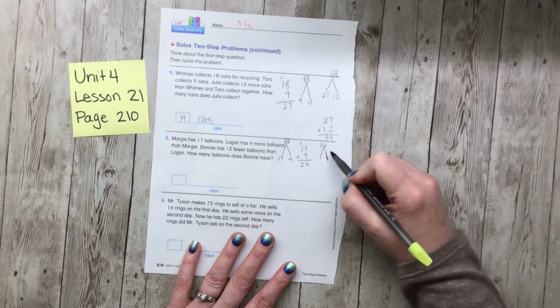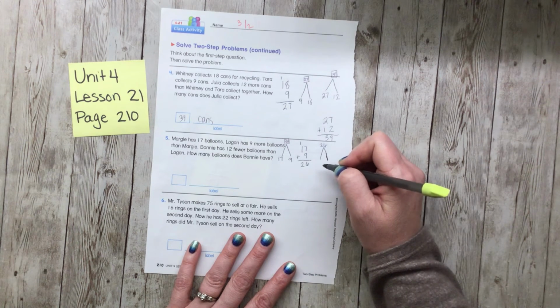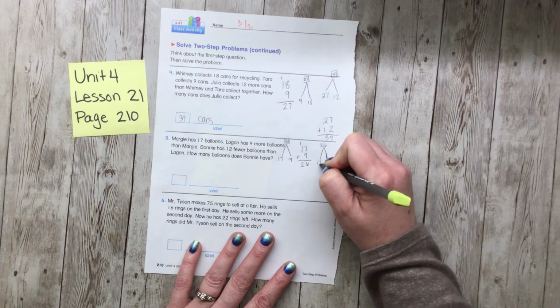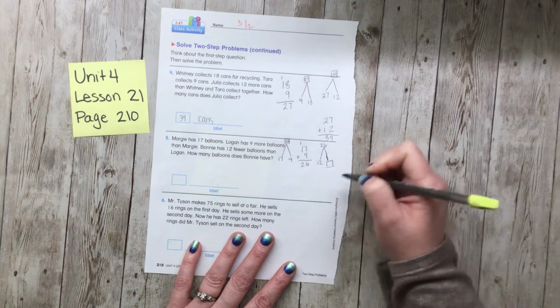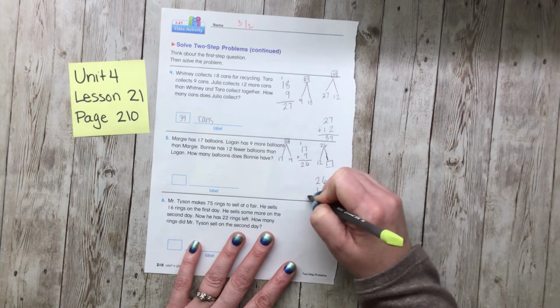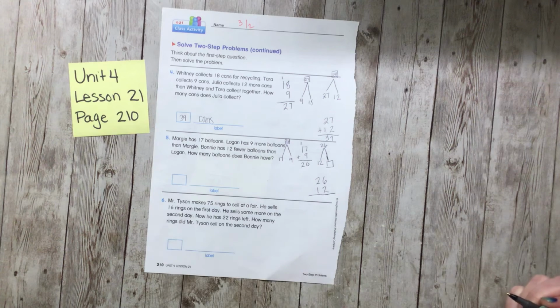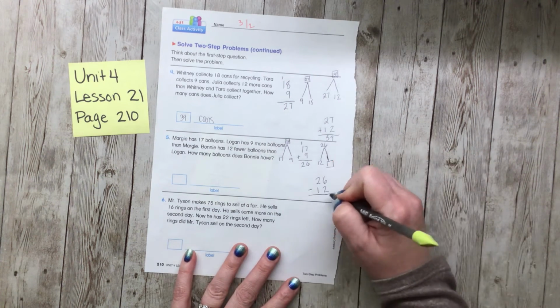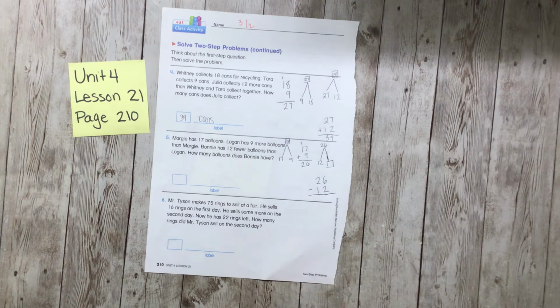We have 26 up top, and Bonnie has 12 fewer. Good thinking. So are we going to add or subtract? Yep, we have a missing partner. That means we're going to subtract. Go ahead and put the answer in the chat.